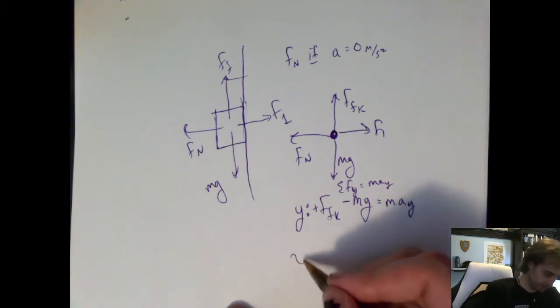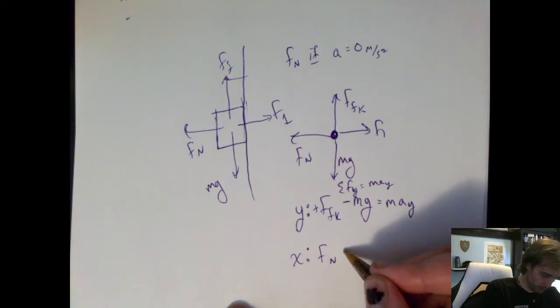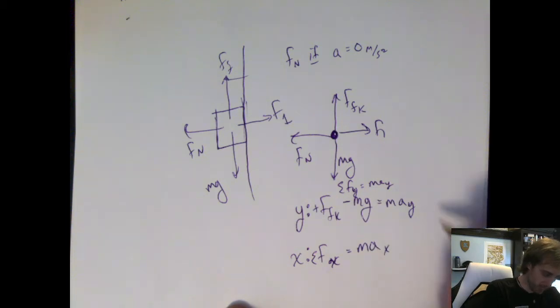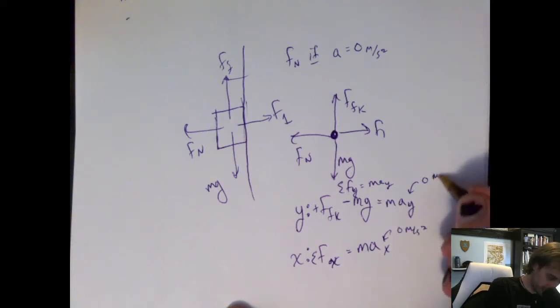In my x direction, I've got my normal force, and the net force in the x direction will need to equal mass times acceleration in the x direction. Now, both of these accelerations are going to be 0 because it's moving at a constant velocity, meaning there's no acceleration.